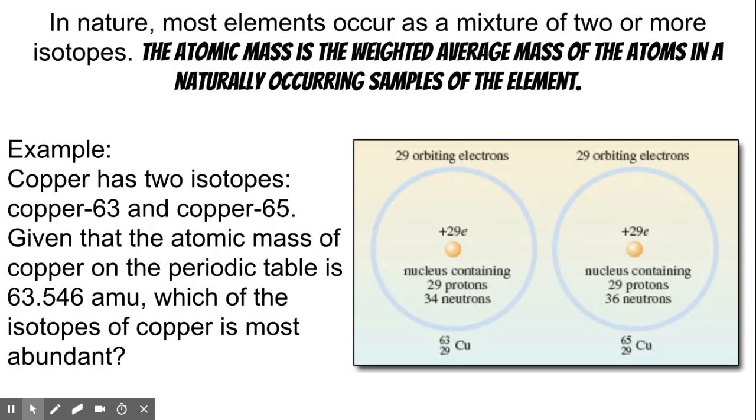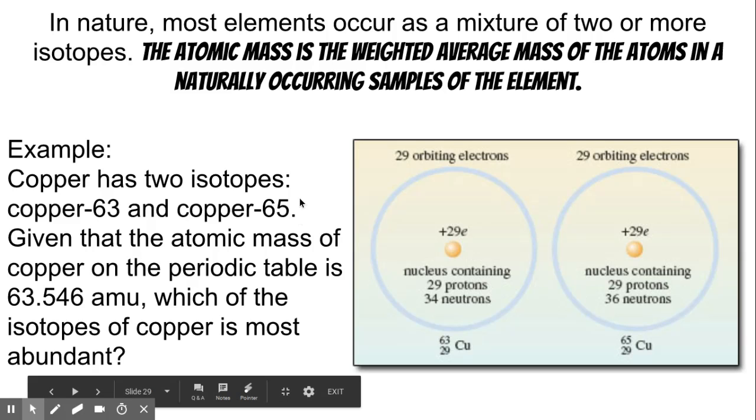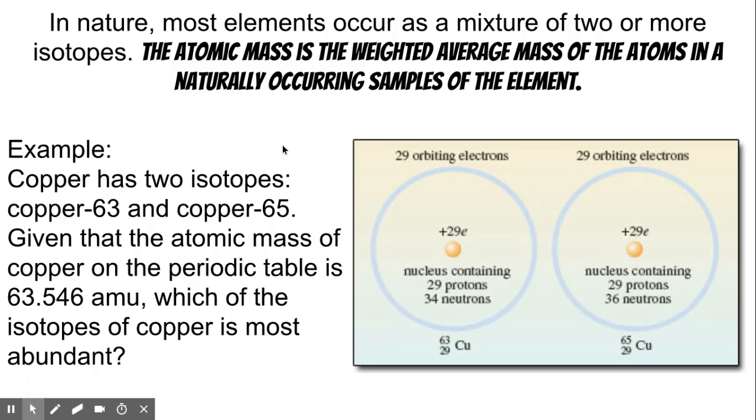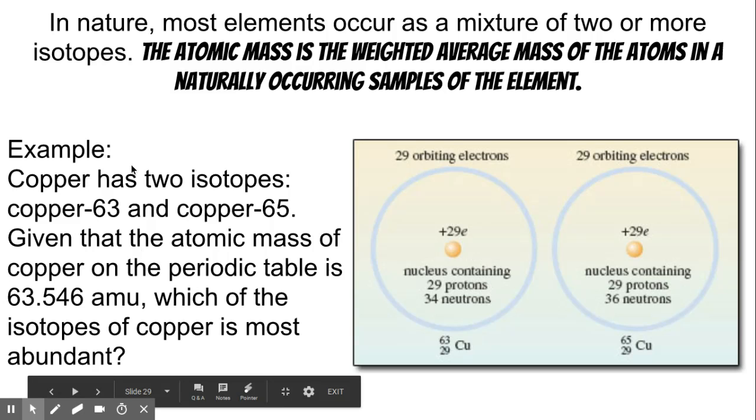So here's our first example. We have copper. Copper 63 and copper 65. Remember, these are referring to the masses of copper, and we know that they have a different number of neutrons. Given the atomic mass of copper on the periodic table is 63.546 AMU, which of the copper isotopes is the most abundant? Knowing that it's a weighted average, we can assume that copper 63 is way more abundant than copper 65 because the weighted average is way closer to 63.